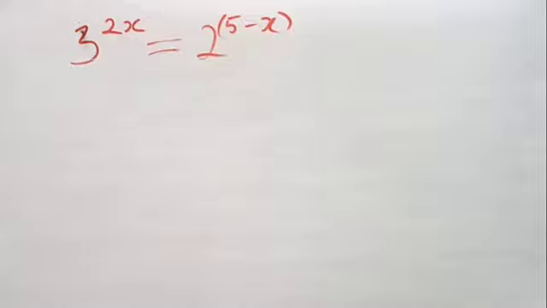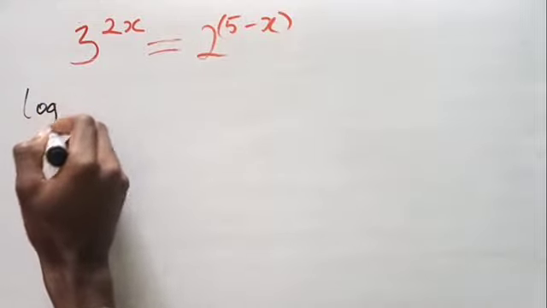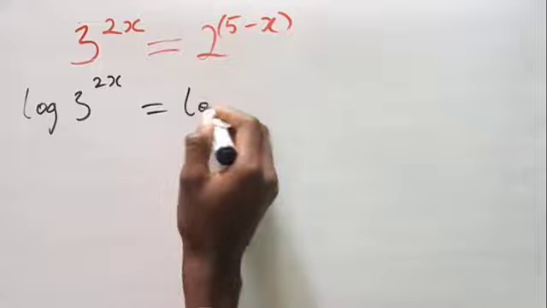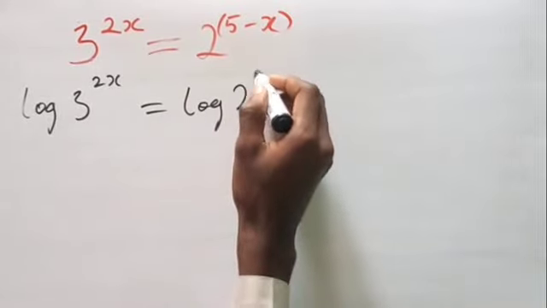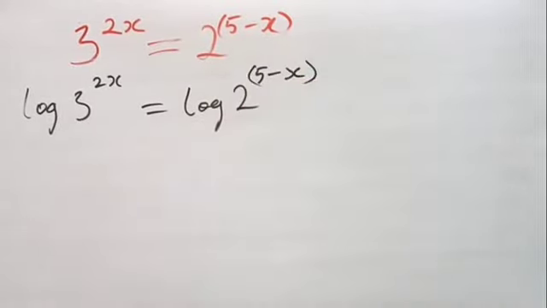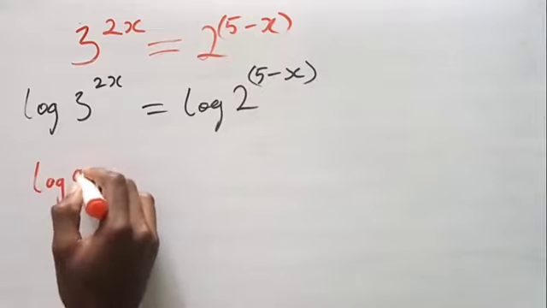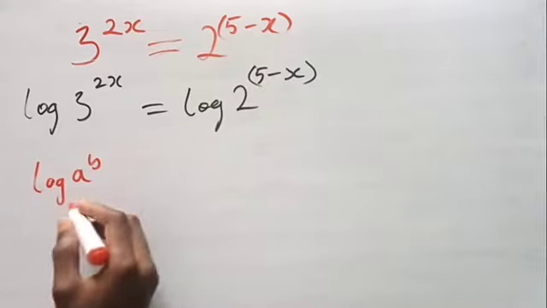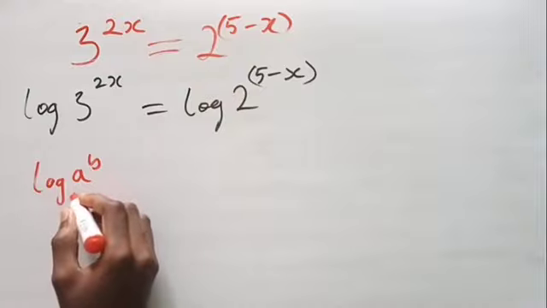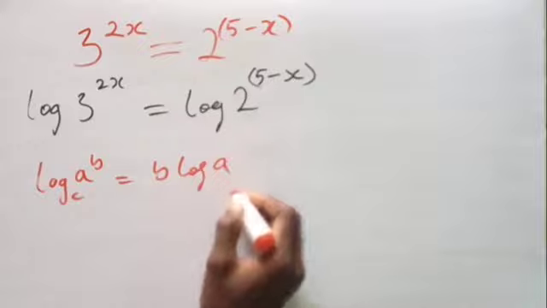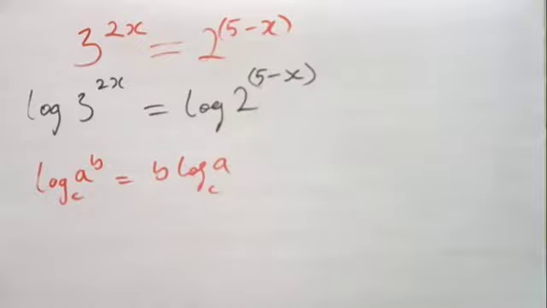So we have log 3 raised to power 2x equals log 2 raised to power 5 minus x. Now remember the law of logarithm. If you have log a raised to power b, this will be b log a. And remember, this log is in base 10.